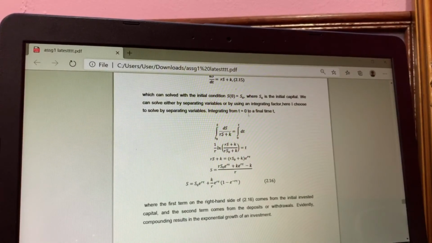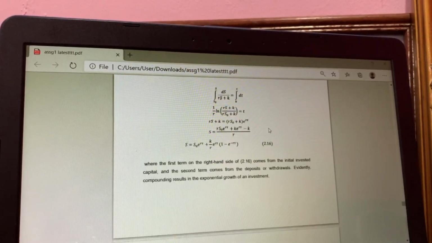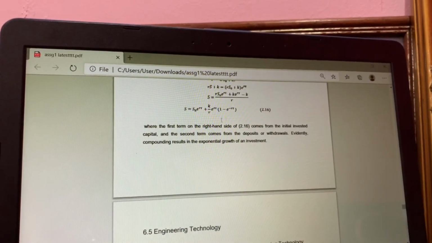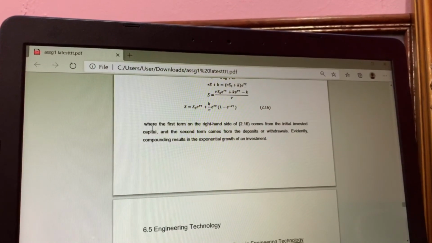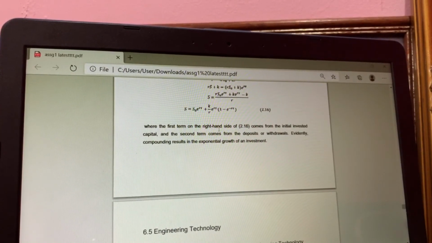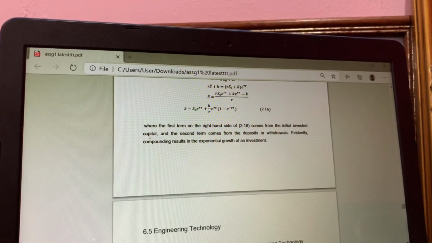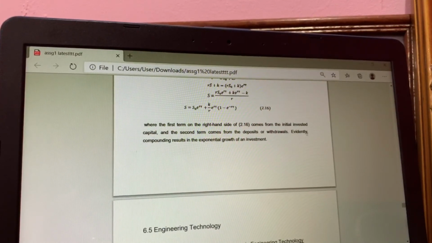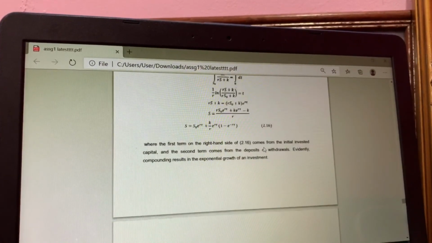from t0 to a final time t, and then we got the final equation, where the first term of the right-hand side of this equation comes from the initial invested capital, and the second term comes from deposits or withdrawals. Evidently, compounding results in the exponential growth of the investment. That's all from me. Thank you.